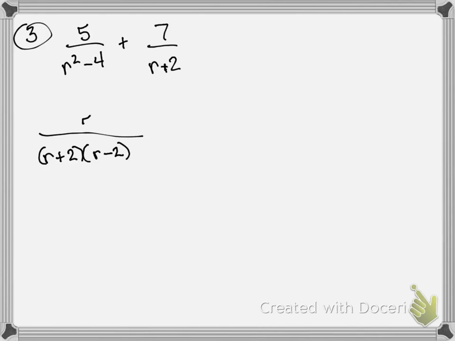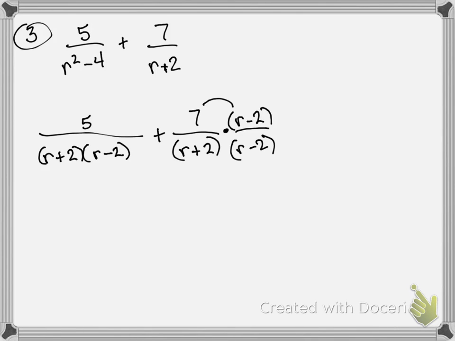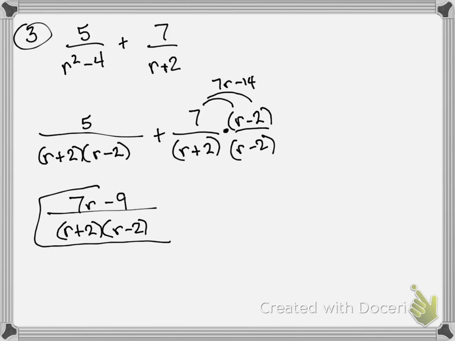5 stays in the top. Y'all see how I'm still missing something in the second fraction? I'm missing an r minus 2, so I got to get a common denominator. Multiply by r minus 2, which gives 7r minus 14, over r plus 2, r minus 2. So 7r minus 9 in the top, because 5 plus negative 14 is negative 9.